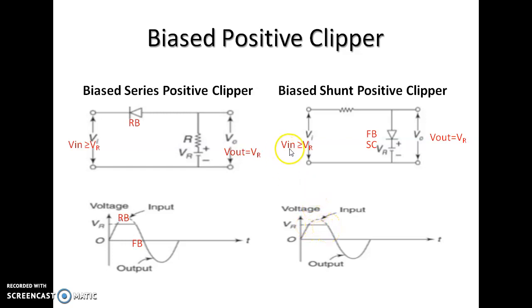So when the input voltage lesser than VR is applied, in that case the diode will be reverse biased and it is equivalent to an open circuit, or else we can assume that this arm is not present. So the output will be equal to the input. So for this portion where the input is lesser than VR, the output will be equal to the input.